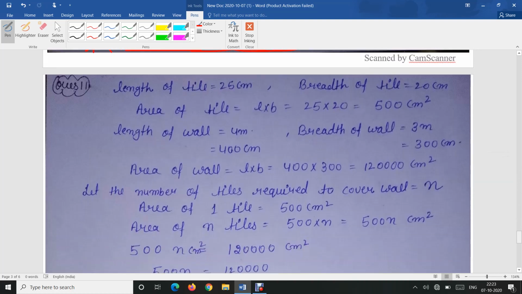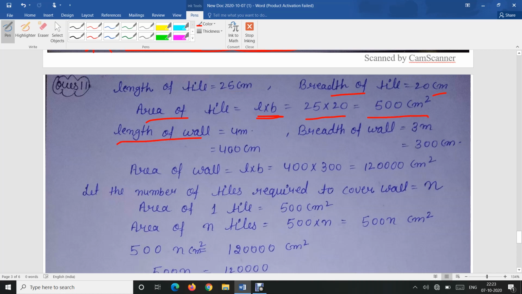See, the length of one tile is given as 25 centimeter, and the breadth of one tile is given as 20 centimeter. So you can find out the area of the tile by applying the formula length multiplied by breadth. So it will be 25 multiplied by 20, which will be equal to 500 centimeter square.